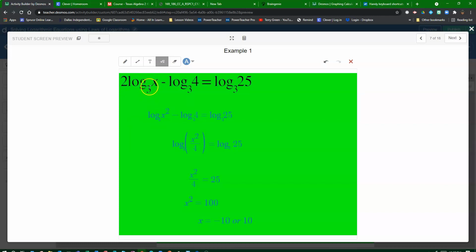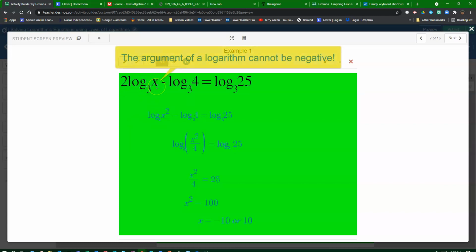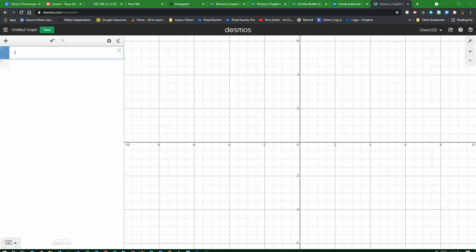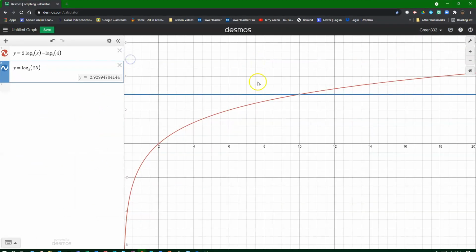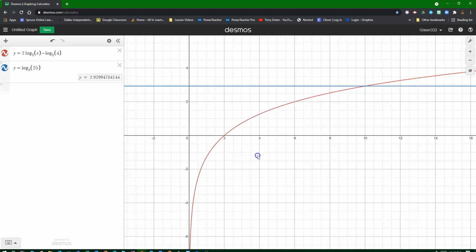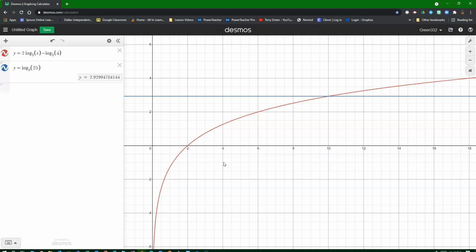2 log base 3 of -10, that doesn't exist. So we're going to have to throw out the -10 and just keep the +10, which I'm going to erase right here. If we looked at this graphically, if you look at the graph of the problem, you'll see that there is only one intersection. So there is no intersection at -10 because it's not even possible. The log function is not even defined at x equals -10.